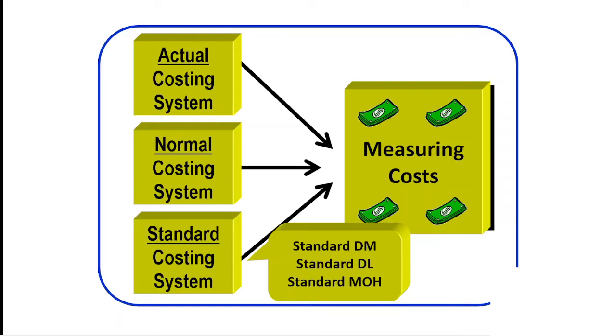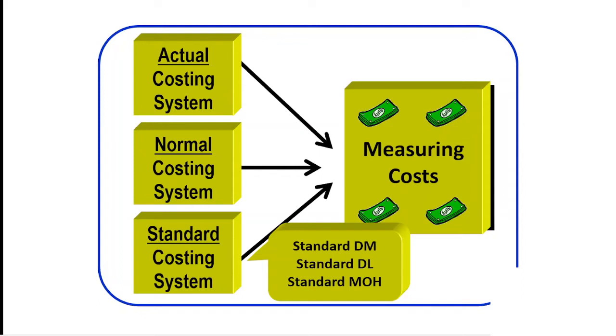Then you have the standard costing method where we measure cost based on the standard direct material cost, standard direct labor cost, and standard manufacturing overheads. But here we disregard the inflation in the prices, wastages in the process, or any other variances because of the changes in the ingredients, changes in the processes. So we are not taking care of those changes. We are using the standard which we have established once in a while.